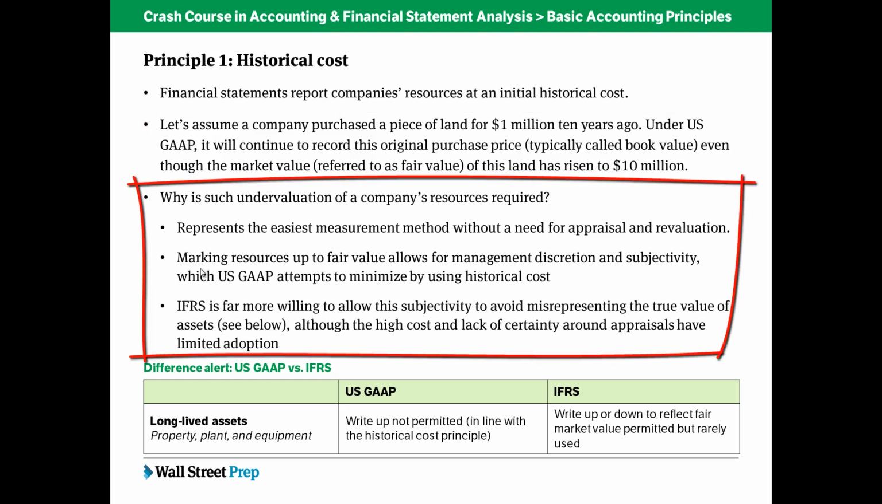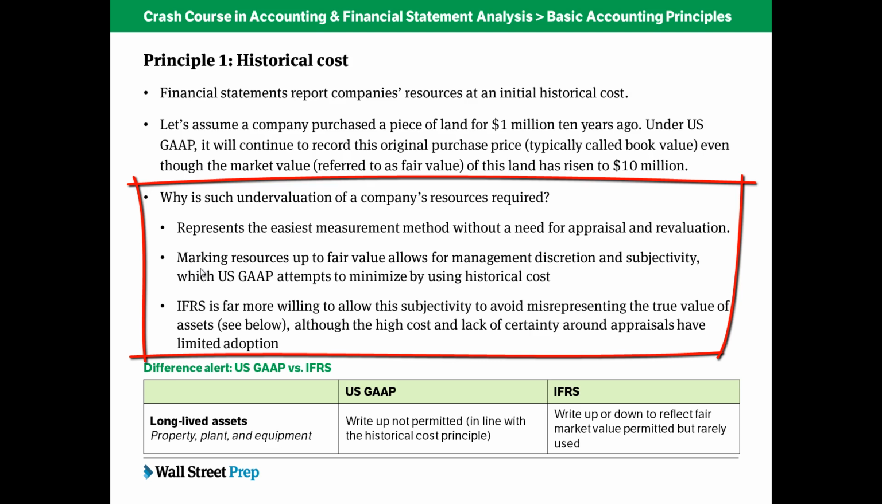So some of you may already be wondering, why is such undervaluation of companies' resources required? Obviously, this would dramatically undervalue the value of the land that you're carrying on your books. And the reason is very important. It represents the easiest measurement method without a need for appraisal and revaluation. The second is that marking resources up to fair value allows for management discretion and subjectivity, which US GAAP attempts to minimize by using historical cost.